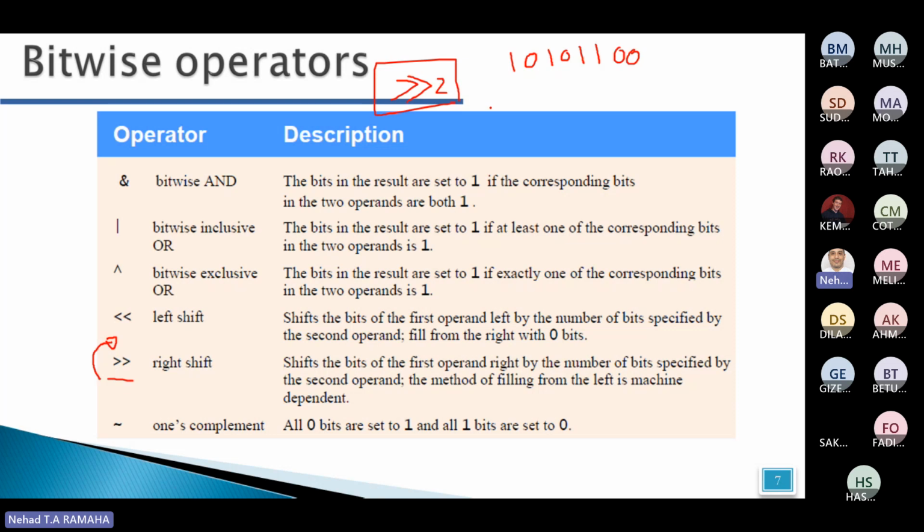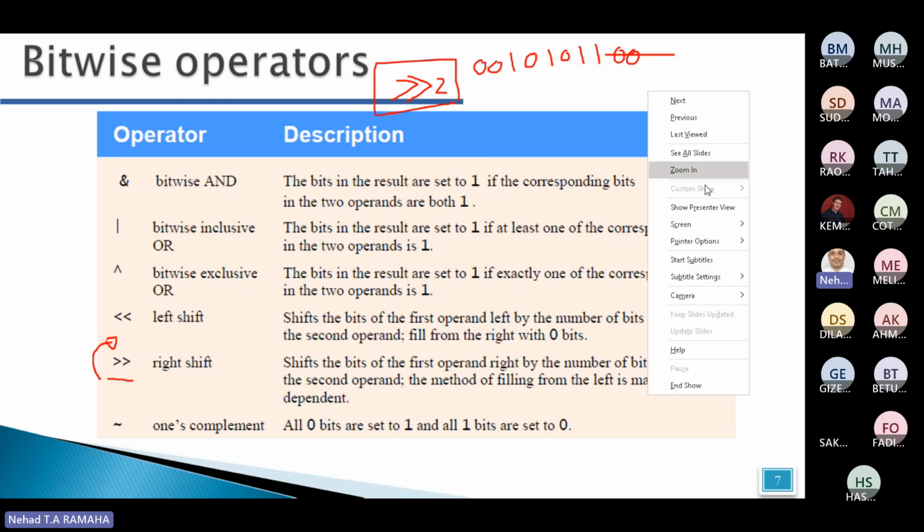We have one question here. Is it a signed or unsigned integer? Because it's different. If it's unsigned, we just shift 2 digits and fill by 0. So these 2 digits will be gone, and we will add 2 digits on the left side because we shift to the right. This is if it's unsigned.